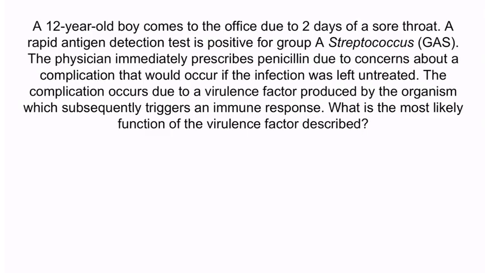Okay, from the question stem, hopefully you notice that this boy has group A strep pharyngitis. The feared complication described is rheumatic fever. Remember, rheumatic fever occurs after strep pharyngitis and can be prevented with penicillin, which is one of the reasons why these infections are treated in the first place. The virulence factor that triggers an immune response is M protein.